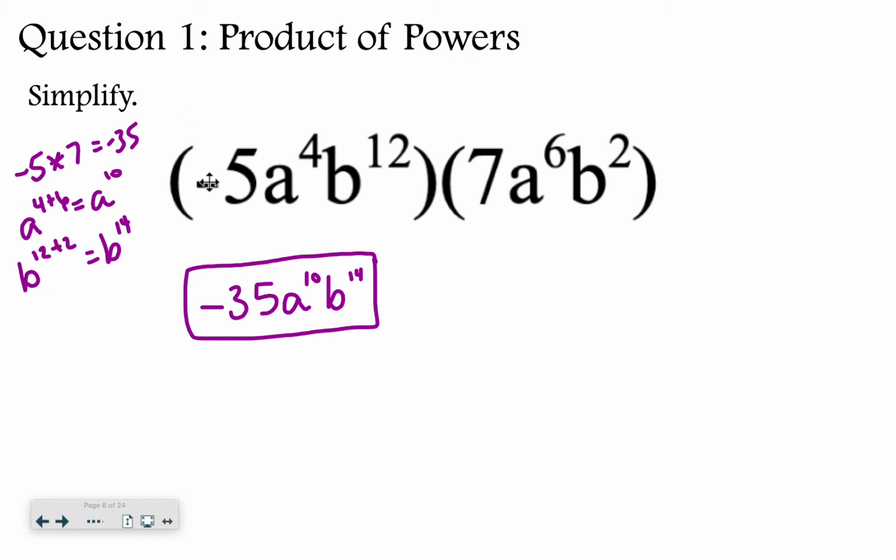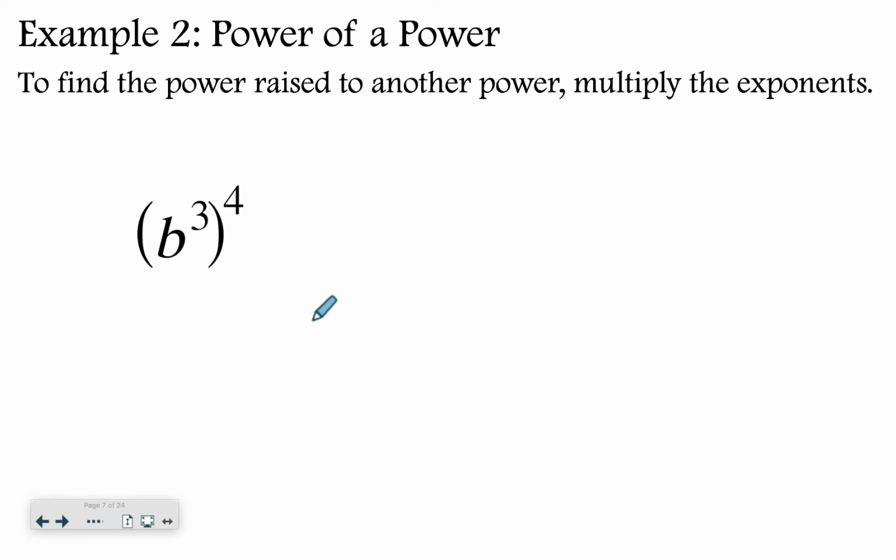You got that by saying negative 5 times 7 is negative 35, and then 4 plus 6 is 10, and 12 plus 2 is 14. Okay, so if you have questions about that, please be sure to reach out for some help. I'm happy to help you. Let's move on to our next power rule.